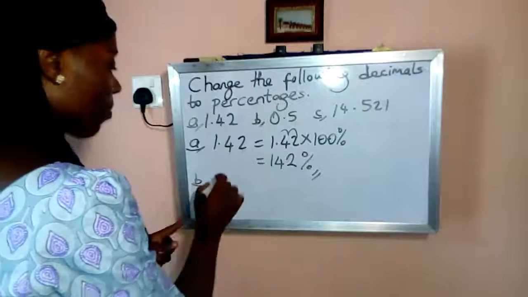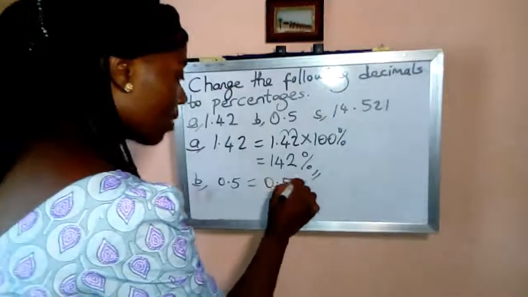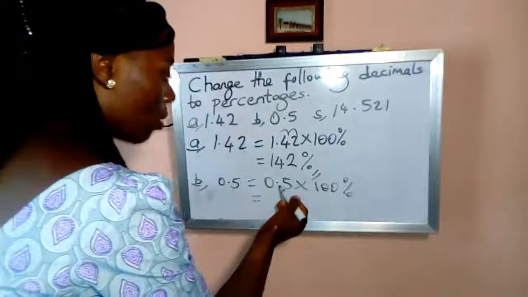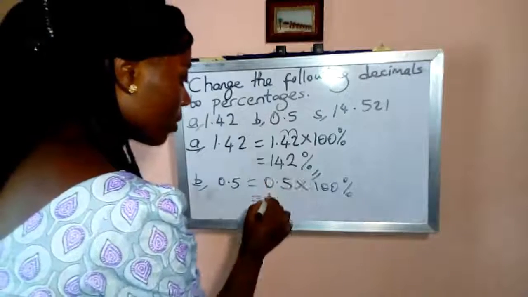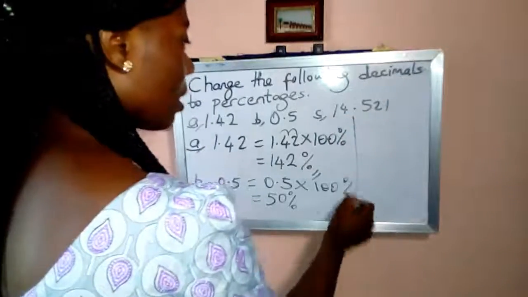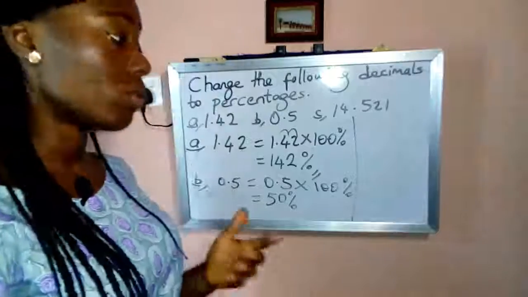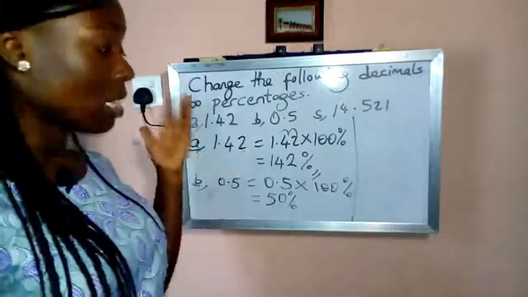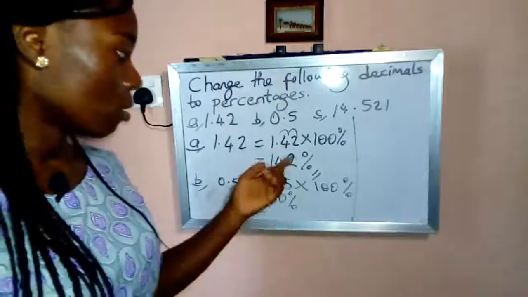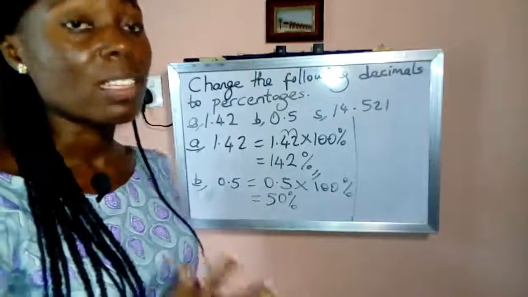Next one, 0.5. I want to change it to a percentage. I have 0.5 times 100%. Now 0.5 times 100 gives me 50. So that gives me 50%. Same goes for the last one. So whichever method works well for you, whichever one you feel comfortable using, either the division method or simply the multiplication method, you get your answers. Same answers, same question.